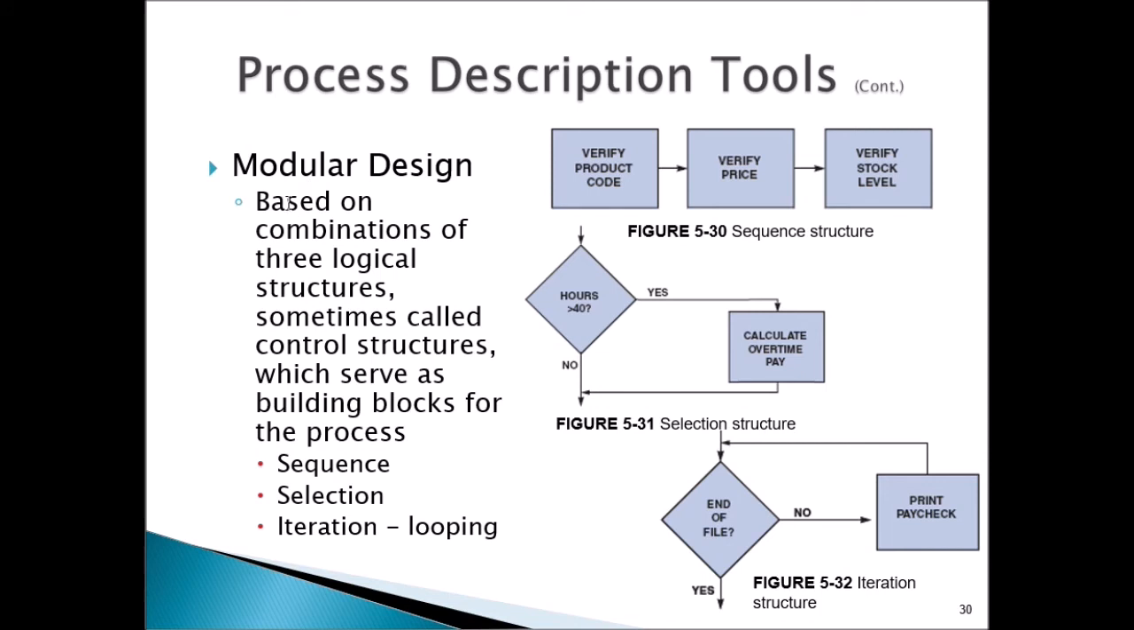Modular design. It's based on combinations of three logical structures, sometimes called control structures, which serve as building blocks for the process: sequence, selection, and iteration or looping. So these diagrams and these characters right here are what a programmer would refer to as the flowchart. This is a decision when it's a diamond like this. It's a yes-no decision in this case. Right here, you have the process. We know that because it's a verb. It's represented by a square. And you have your inputs and outputs that you're familiar with.